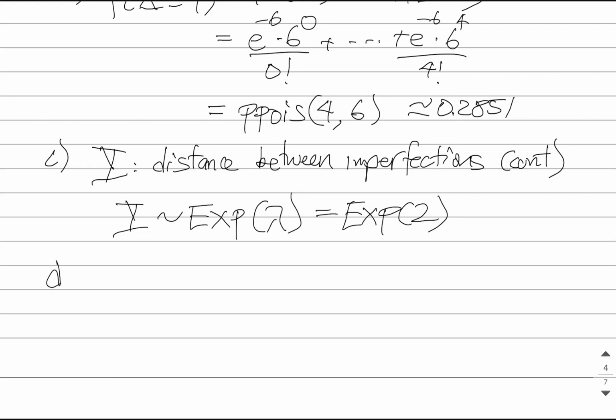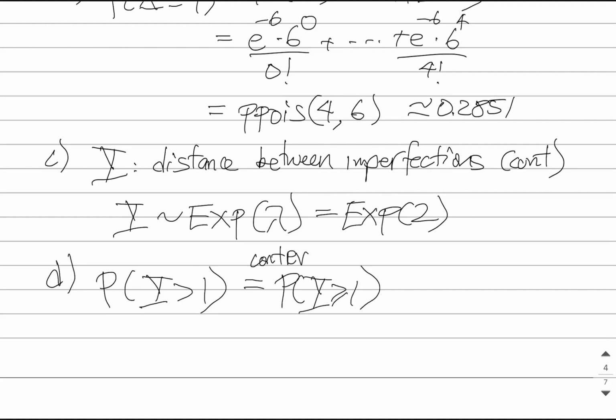If we wanted to then do some calculations, for instance, what is the probability that the distance between imperfections is greater than 1 meter? That means we are asking the probability that Y is greater than 1 meter. In a continuous random variable, there is absolutely no difference between saying greater than 1 meter or greater than or equal to. But it's advantageous to use strictly greater than because now we can turn this into a CDF problem, which is really our goal.